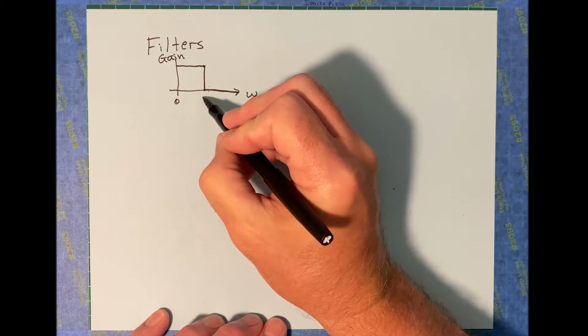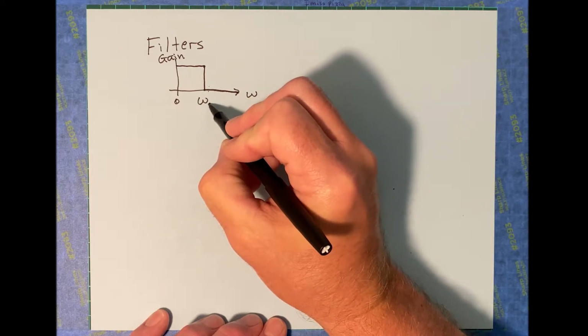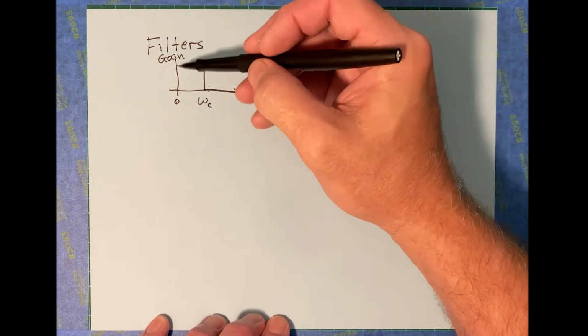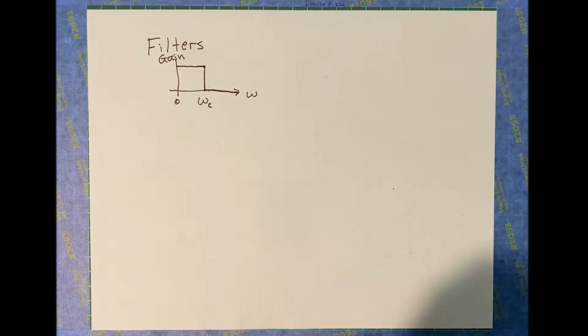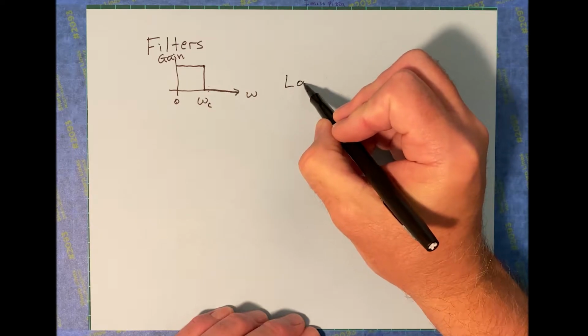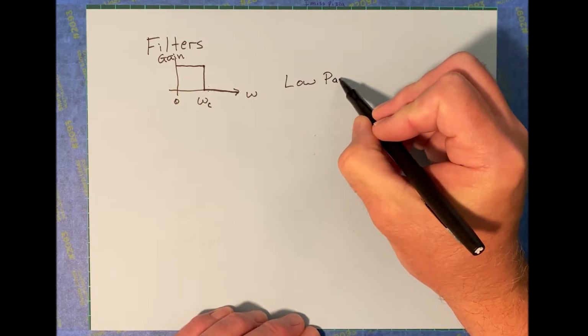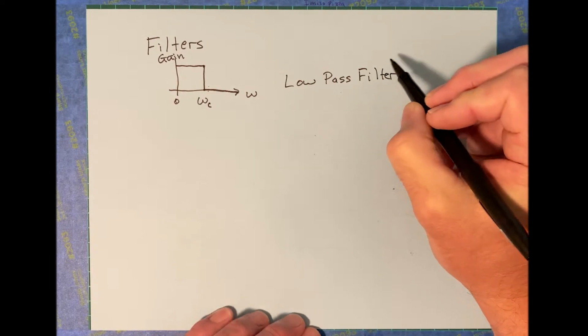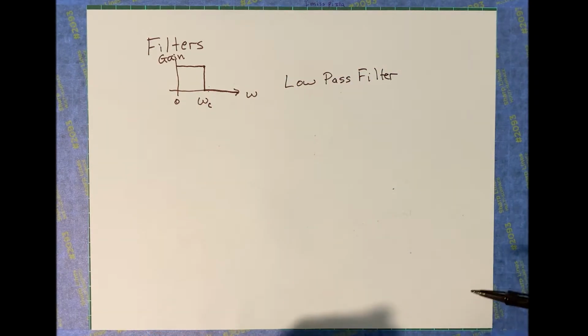So that frequency, let's call that omega sub c, that's omega cutoff, would allow the low frequencies to pass through, the high frequencies would be cut off. So we would call this a low pass filter. Okay, because it's allowing the low frequencies to pass through.